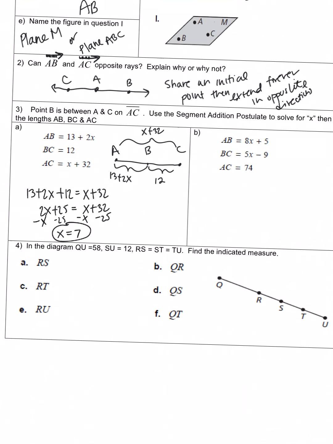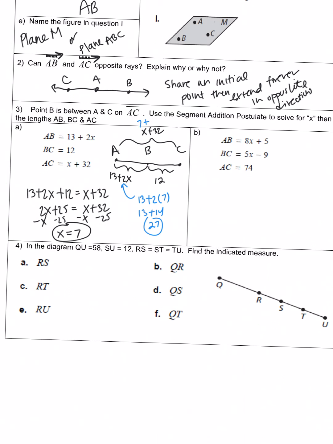x is 7, but that's not the entirety of the question. It asks us to find out what AB is. So let's plug it back into that expression. 13 plus 2 times 7 is 13 plus 14, that's 27. So segment AB is 27. BC is already given as 12.